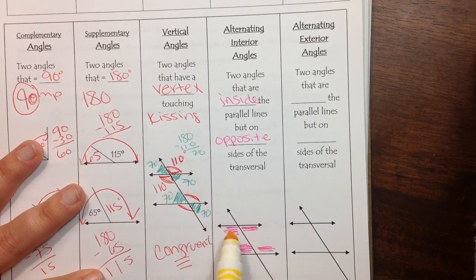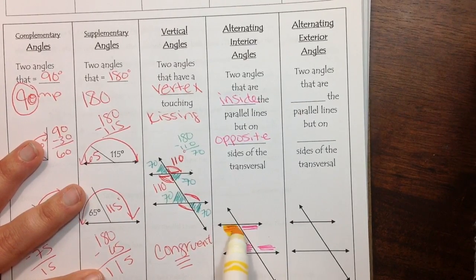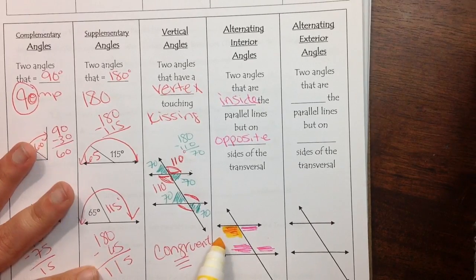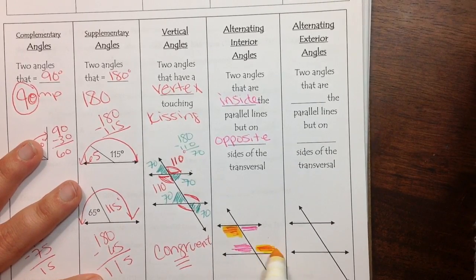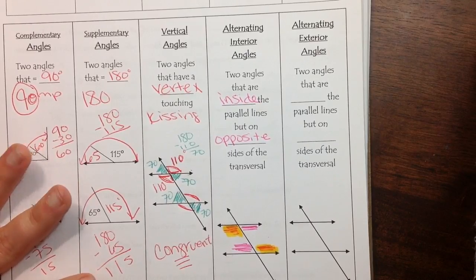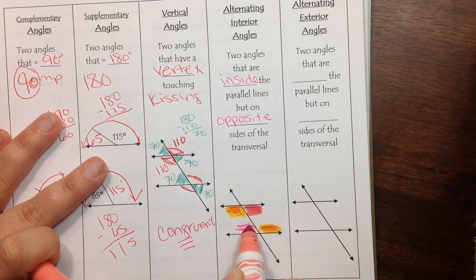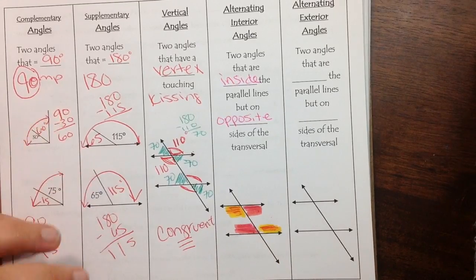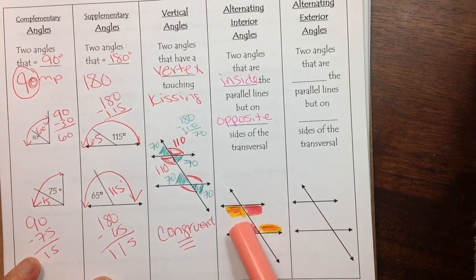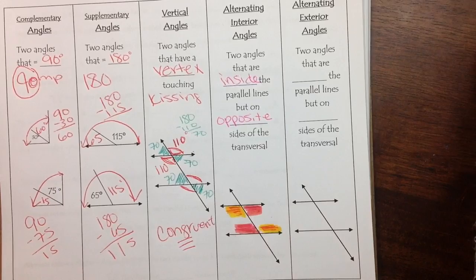Alternate means opposite. So if I'm on the left right here, the opposite of the left would be the right. So those are alternate interior. Here, if I'm on the right, the opposite would be the left. So alternate from pink would be pink. Alternate from yellow would be yellow. Okay?